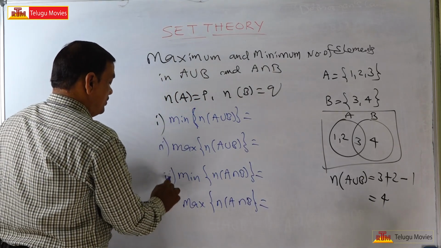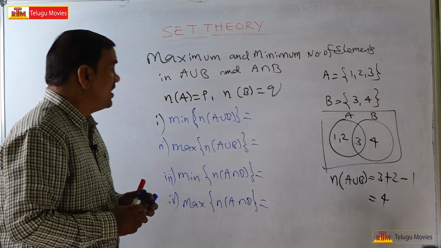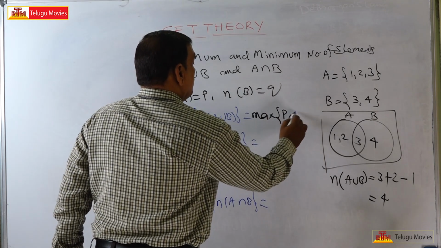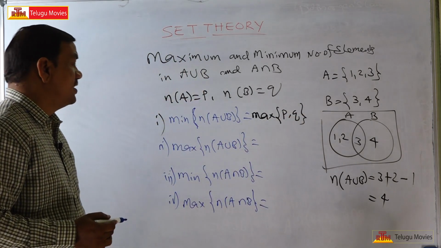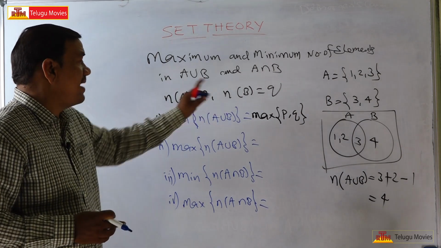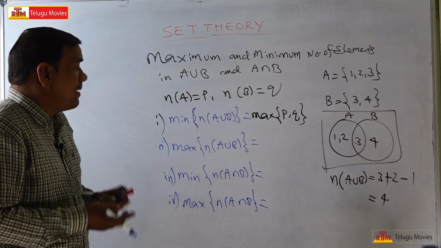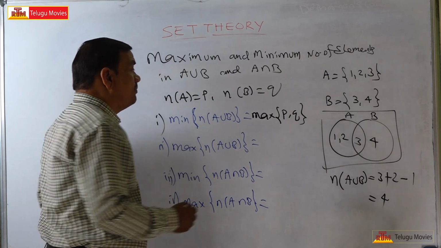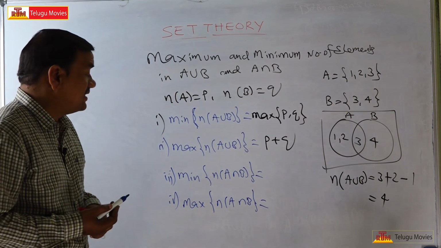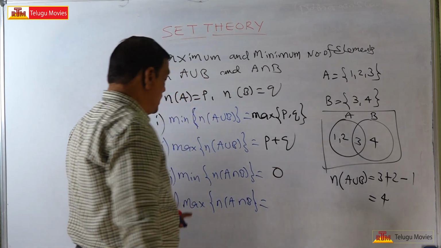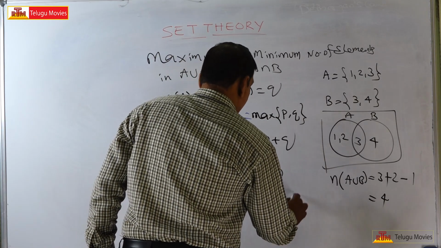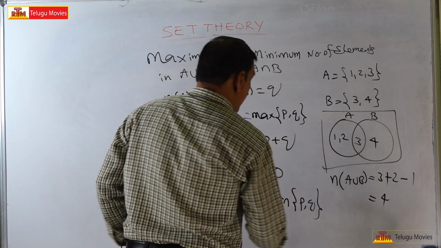Minimum of N of A union B is nothing but the maximum value of P and Q. The minimum number of elements that is present in A union B is nothing but the maximum value of P and Q. What is the maximum number of elements that can be present in A union B? It means P plus Q. What is the minimum number of elements that can be present in A intersection B? It is 0. The maximum number of elements that can be present in N of A intersection B is nothing but minimum of P and Q.